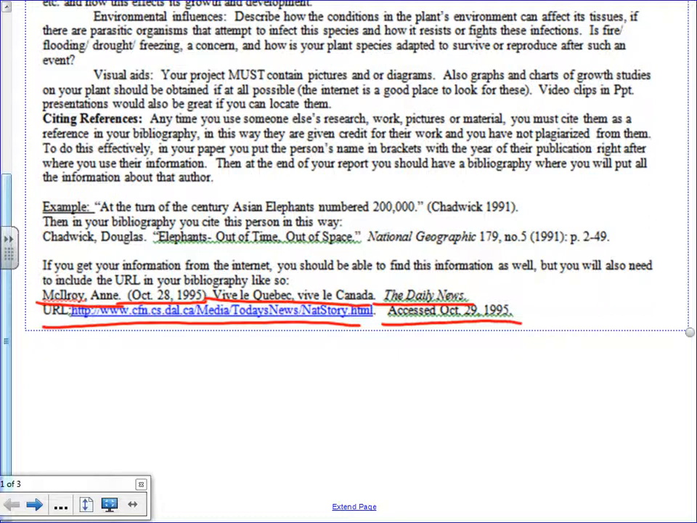If you use a book, then it's author's name, title of the book, or if it's a magazine, title of the article, then the name of the magazine, volume number, and publishing year, and any pages that you use. Remember to do that. That's 5 of the 25 marks, your bibliography. So make sure you do it right.